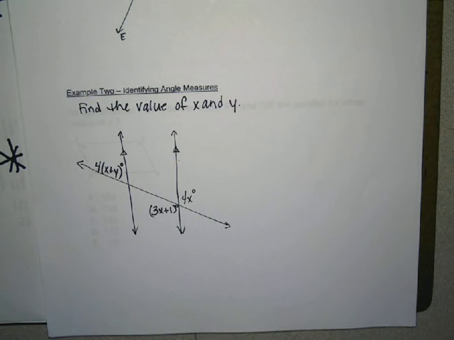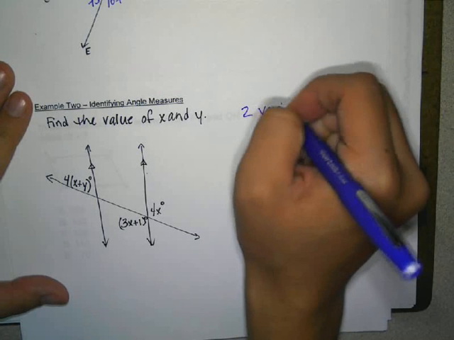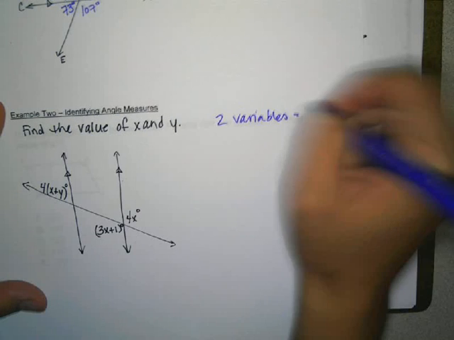Okay, so this one's going to be a two-step process. I would start, well, I'll tell you this thing. There's two variables. When you have two variables, that means you're probably going to have to do two problems here, or at least use two setups or two equations to solve it. So two variables, two problems.